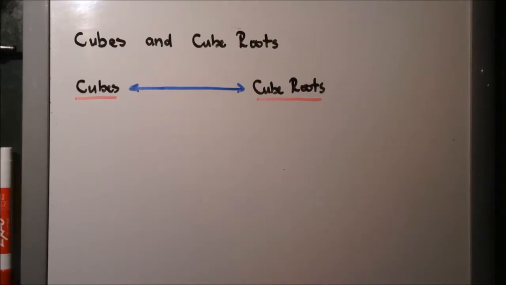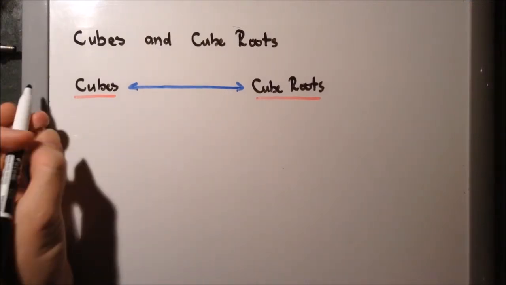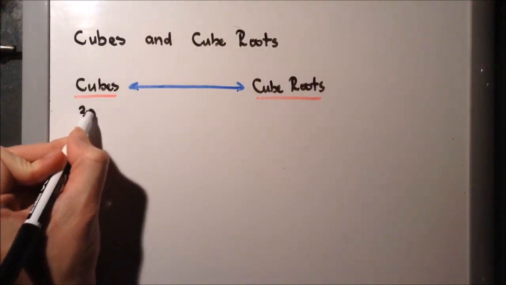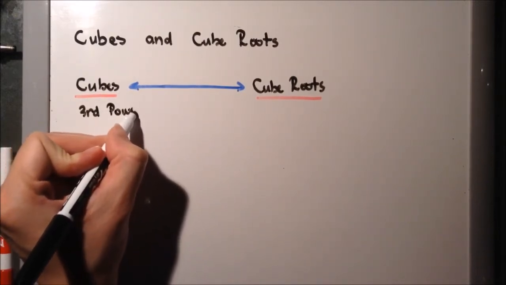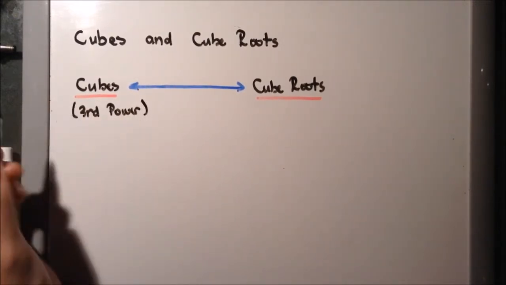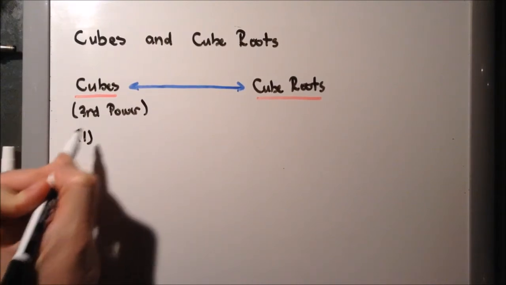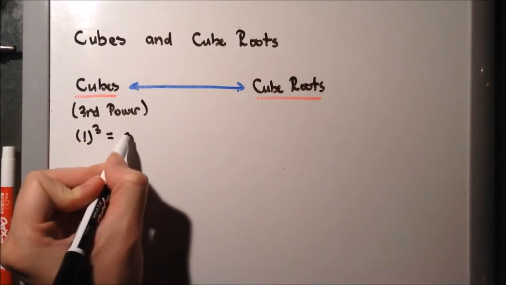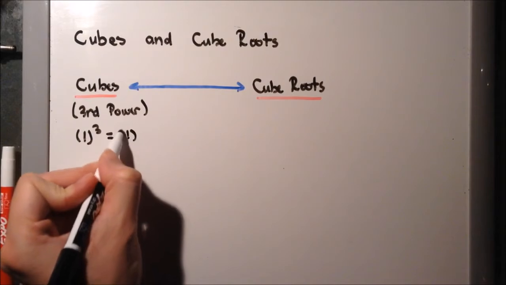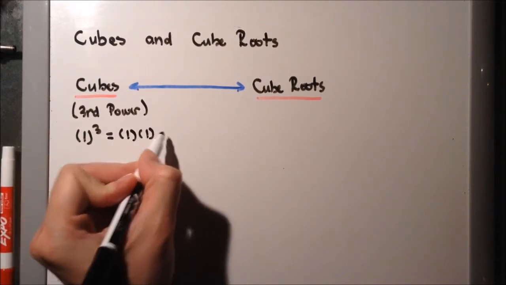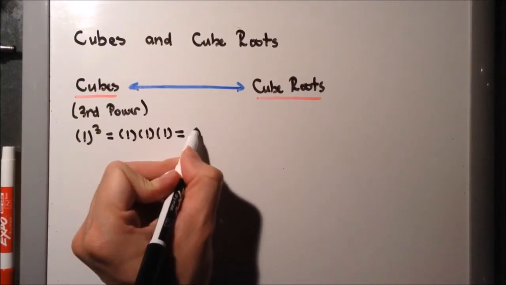For this section, we're going to go over cubes and cube roots. Now, cubes means to the third power. So what it means by to the third power is 1 to the third equals, so the 1 will multiply itself 3 times. So 1 times 1 times 1, which will be 1.